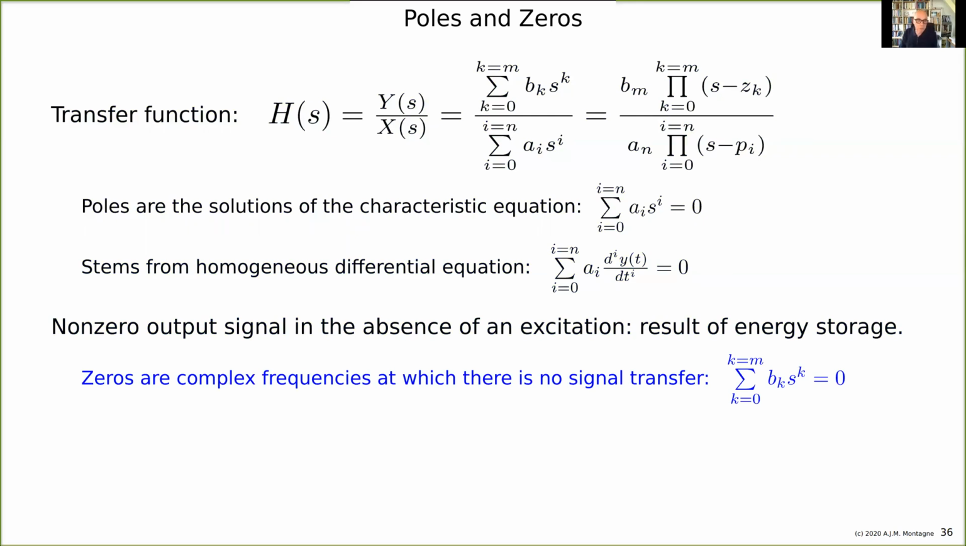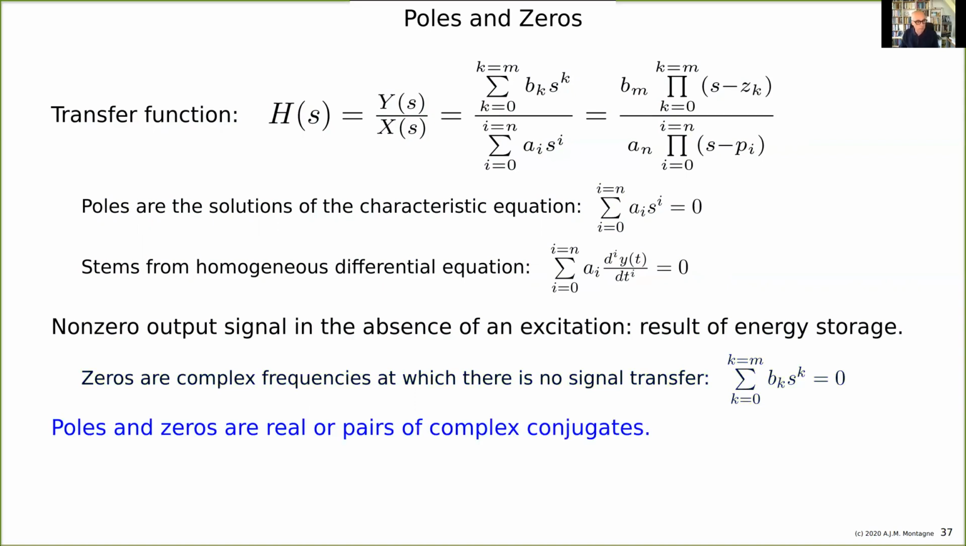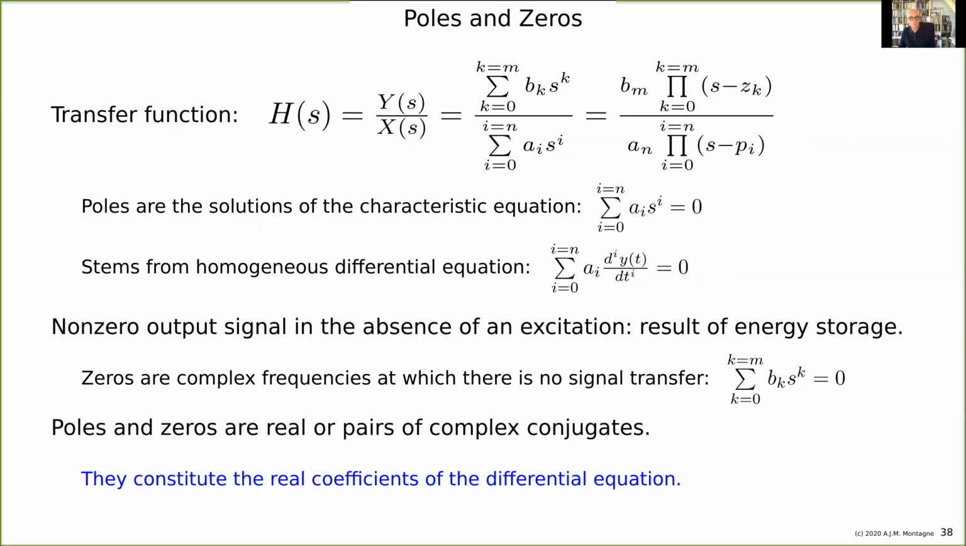Zeros are complex frequencies at which there is no signal transfer. Then the numerator equals 0. Poles and zeros, of course, are real or pairs of complex conjugates because they stem from the coefficients of the differential equation, and together they constitute those coefficients of the differential equation.